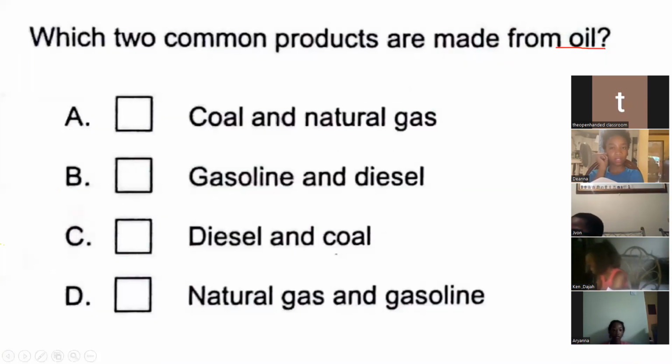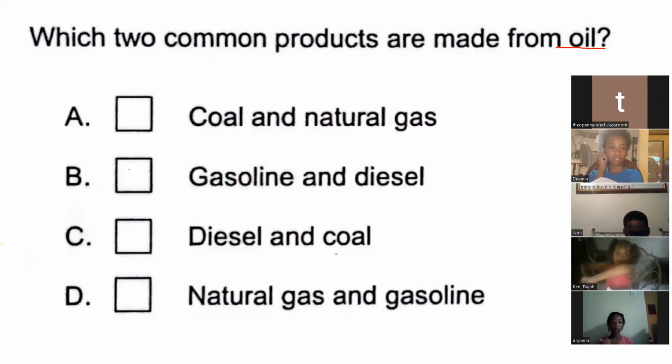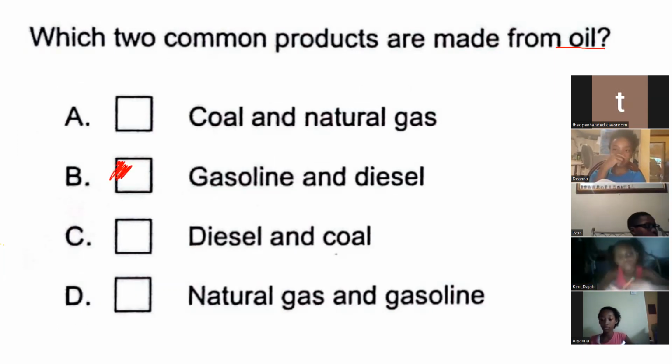So the correct answer is B. So oil is turned into gasoline and diesel. And what do we use gasoline and diesel for? To put in your cars, to put in your trucks. So typically trucks go off diesel and cars go off of gasoline, typically. Okay. We use gasoline to light a fire. Yeah, we use it to light a fire.